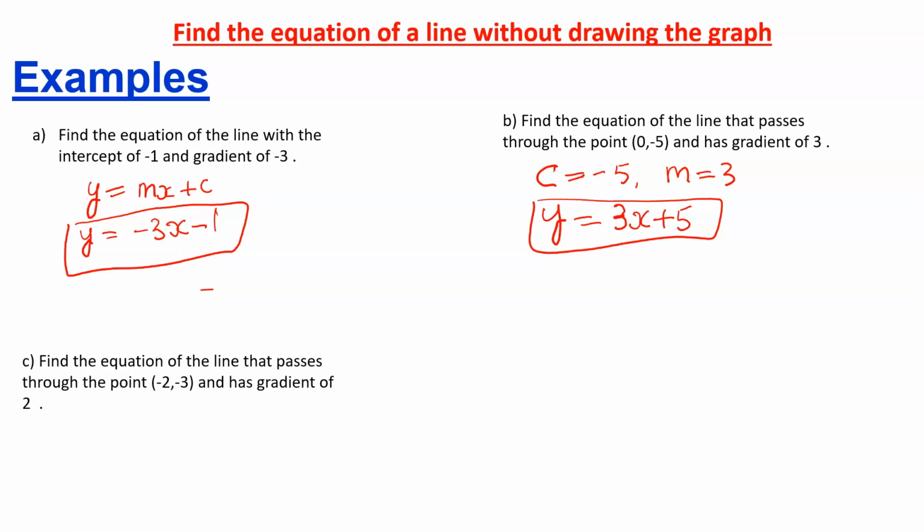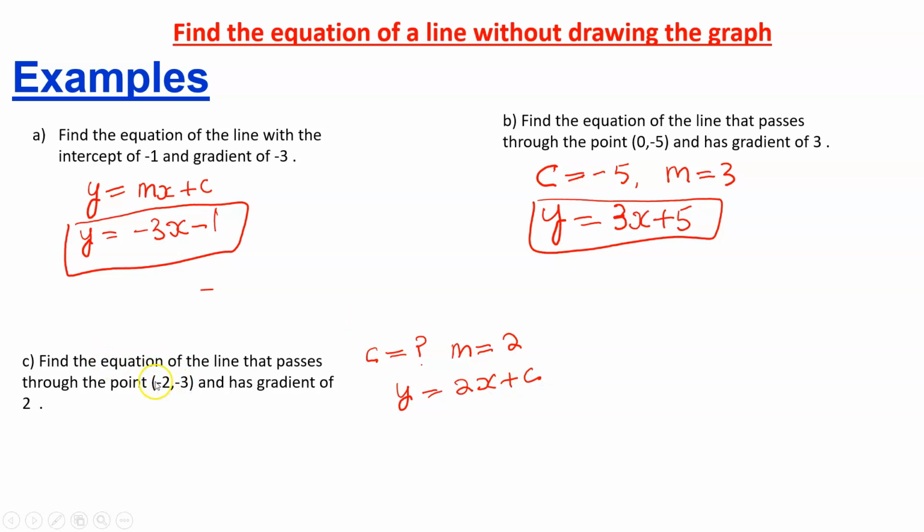Okay, this is another one. Find the equation of a line that passes through this point and has a gradient of this. Now we ask ourselves, do we know c? No, we don't know. Question mark. Do we know m? Yes, we do. What is our m? It is 2. So let us fill in what we know. So y now equals 2x plus c. We don't know c.